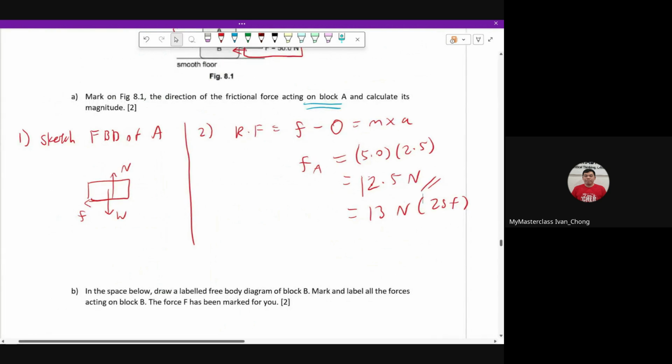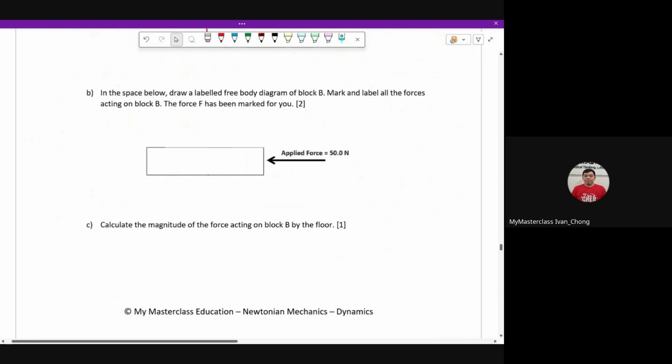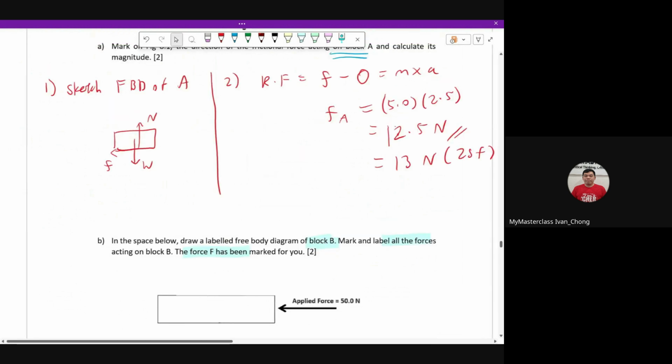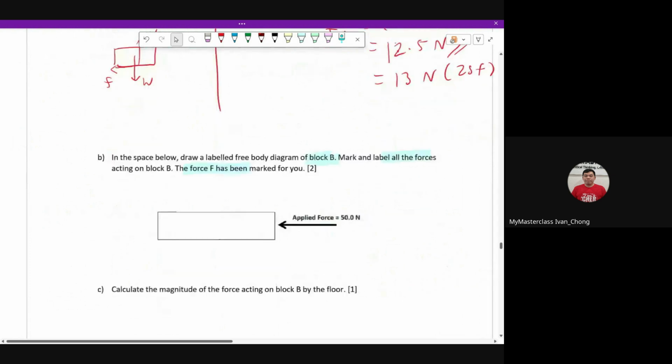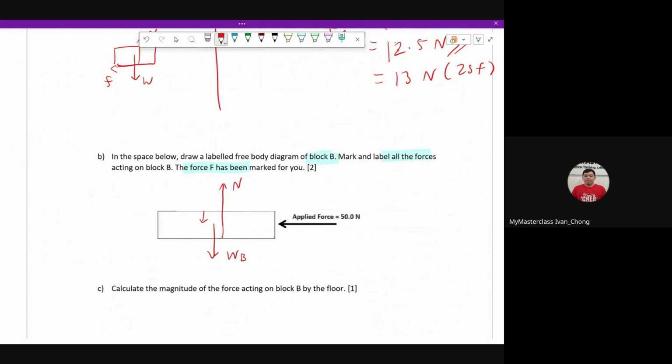Next one. In the space below, draw a labeled free body diagram of B. Okay? You want to label all the forces. Each is a mark for you. So for B itself, let's take note. By default, you have the weight of B. You have a very large normal force. And if you notice, because A and B are touching, there will also be a normal force of A.